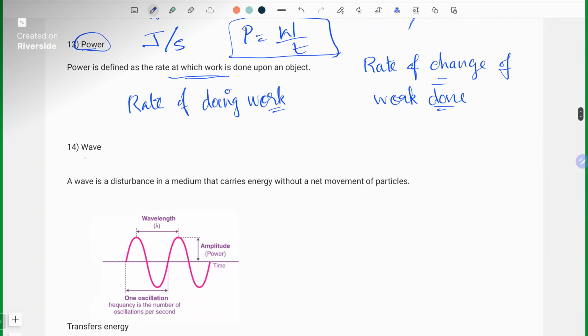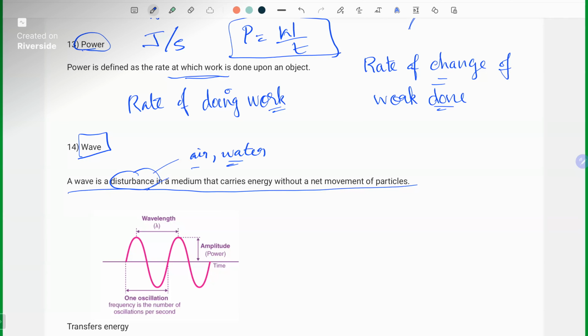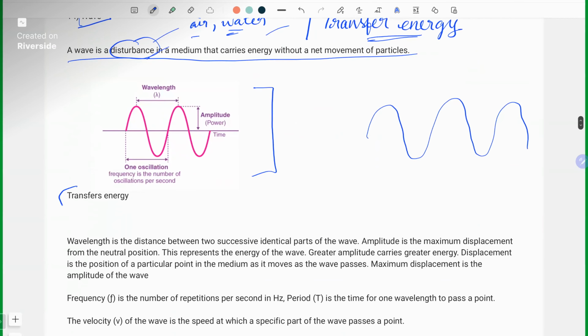Okay, we'll go into waves. We all know what is a wave. How do we define it? It can be a disturbance. A wave can happen in any medium, air, water. So basically a disturbance, and by means of that disturbance or oscillation, it transfers energy. Basically a wave will be like this. It basically transfers energy.